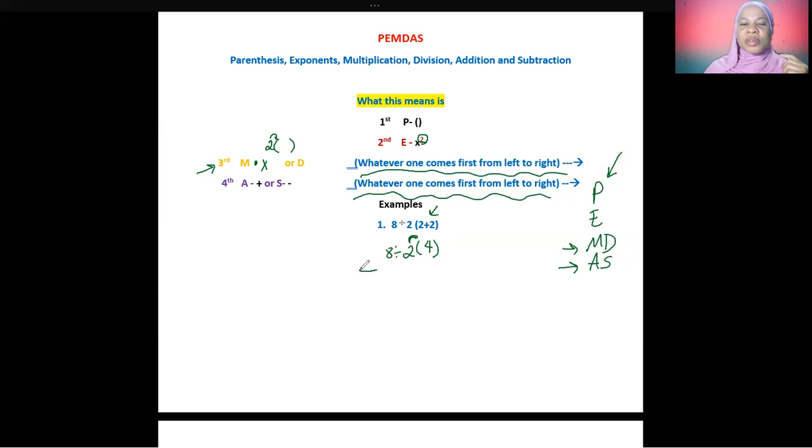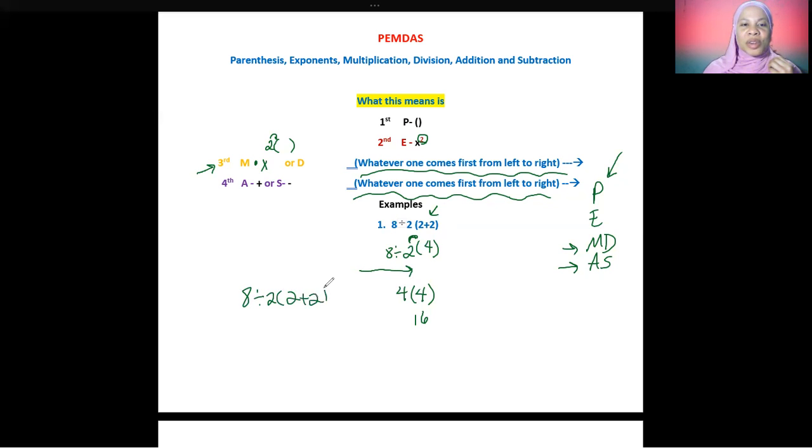So if I'm going from left to right, I hit 8 divided by 2 first. So what's 8 divided by 2? 8 divided by 2 is 4. And then I bring down my parenthesis 4. Now, if you don't want to bring the parentheses, you can put a red dot, you can put an X, however you want to do it, but it's 4 times 4. And so this answer is 16. Okay. Now, some people would have done this.